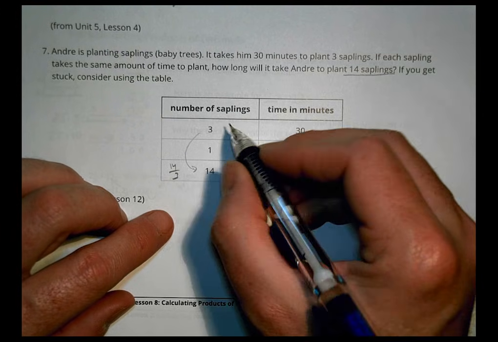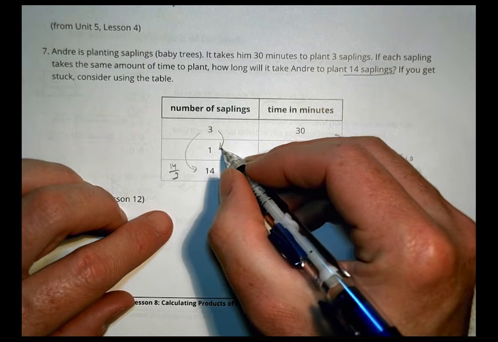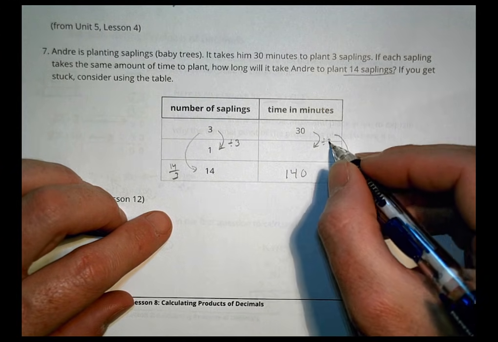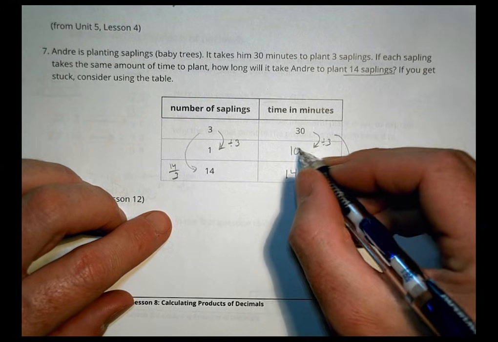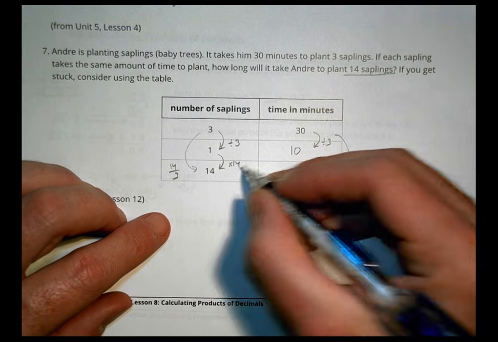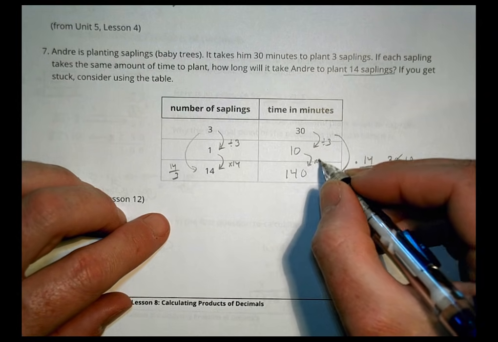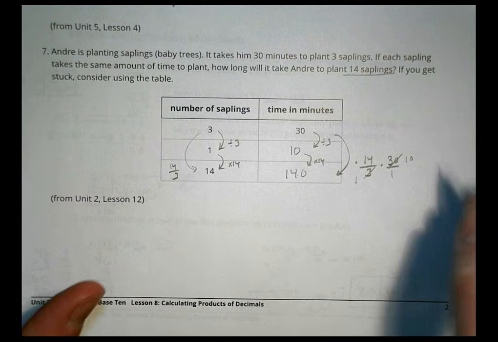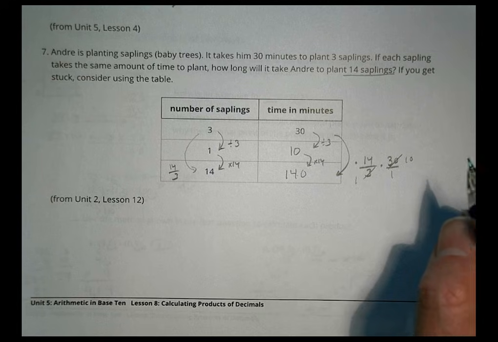I could also say, how do I go from 3 to 1? That's divided by 3. So 30 divided by 3 is going to be equal to 10. Okay. And then 1 to 14 is times 14. And so 10 times 14 is 140. So whichever way you solve first works out great. Okay. That's up to you.